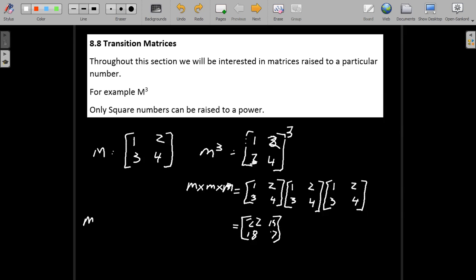Now don't fall into the trap of doing this. So M cubed, 1, 2, 3, 4. That's our matrix M, and we're cubing it, so I'll just put everything to the power of 3 inside. That doesn't work, so don't do that. Because we have to multiply it out 3 times, and we'll get a completely different answer than what we would get in there. So don't fall in that trap.